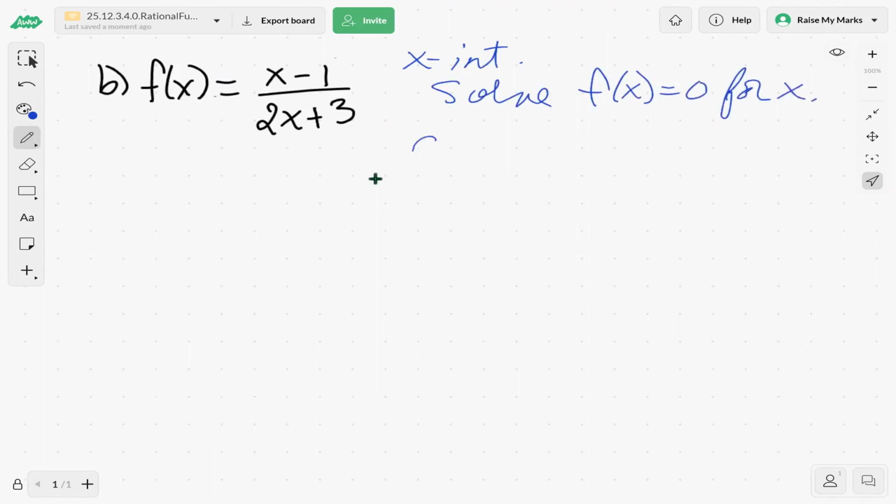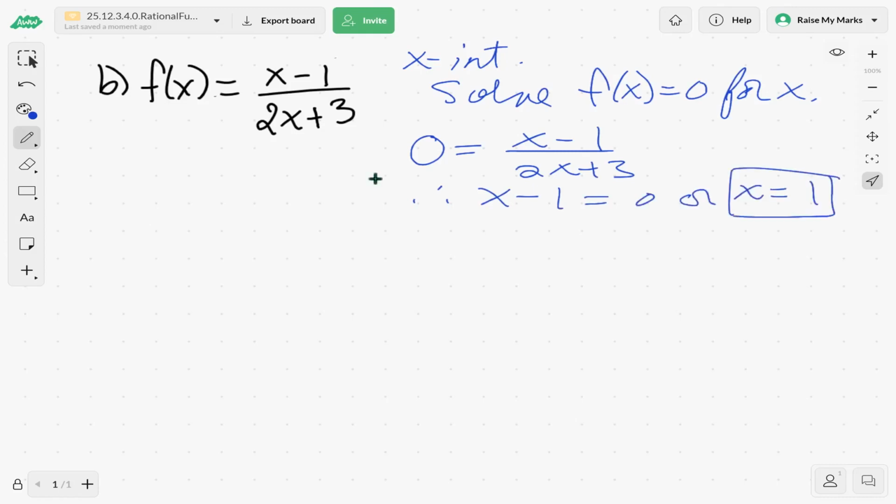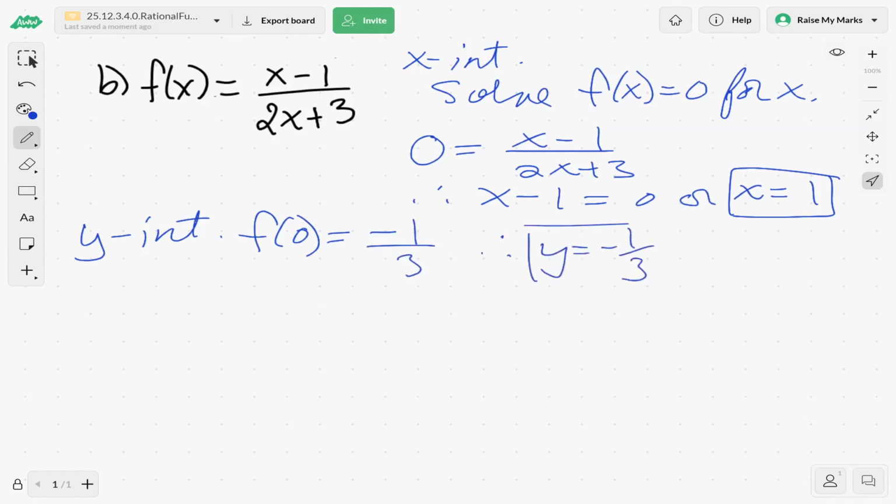So 0 equals x minus 1 over 2x plus 3. When does this occur? This occurs when the numerator is 0, so when x minus 1 equals 0, or x equals 1. So that's our x-intercept. We have one this time. How do we determine our y-intercept? We plug 0 in for x and we solve. So when x equals 0, we get -1 over 3. Therefore, y equals -1/3 is our y-intercept.